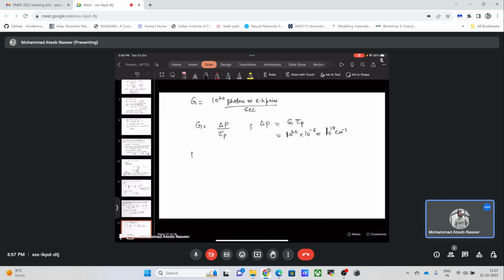Now, what is this hole concentration? The resultant hole concentration now.